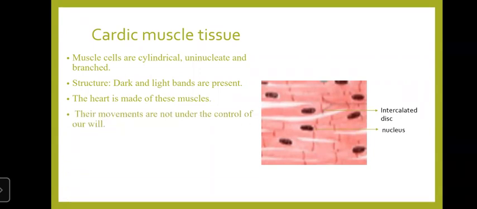Movement is not under our control. See, heartbeats are not under our control. Sometimes the heartbeat increases, sometimes we feel that it gets slowed down. But the normal heartbeat per minute is 72 beats per minute. In average cases, our heart beats 72 times per minute so that the blood is circulated. And this movement is not under our control.